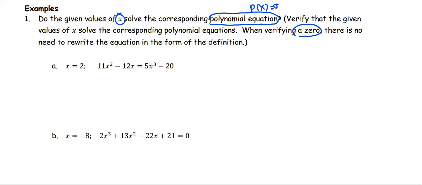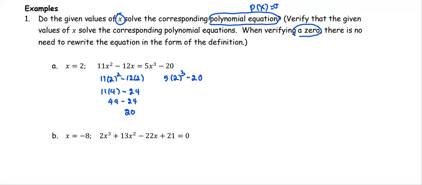In part A, x equals 2, so replace x with 2. We have 11 times 2 squared minus 12 times 2 for the left expression, and for the right expression, we have 5 times 2 to the third minus 20. Simplifying further, 11 multiplied by 4 minus 12 times 2, which is 24. So we have 44 minus 24, that is 20, as the quantity on the left-hand side.